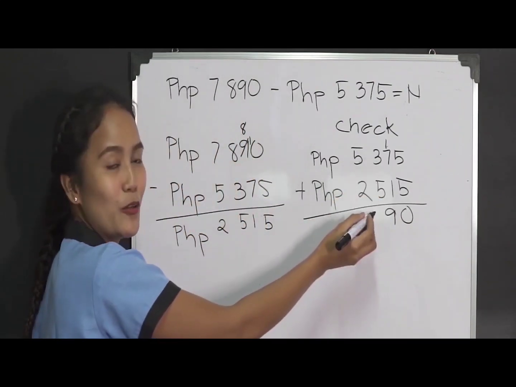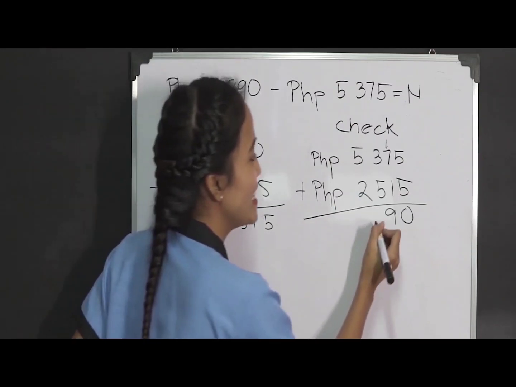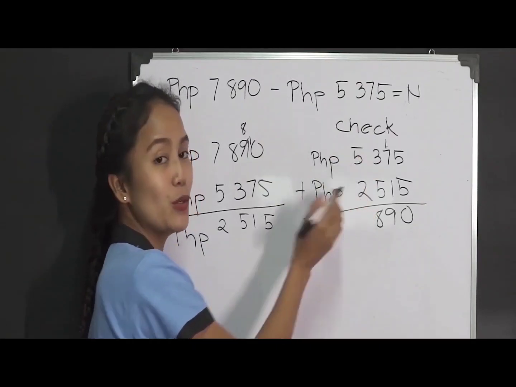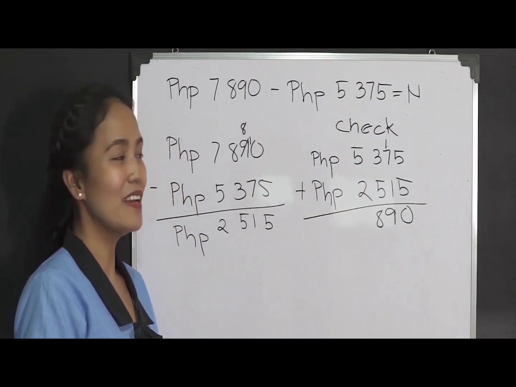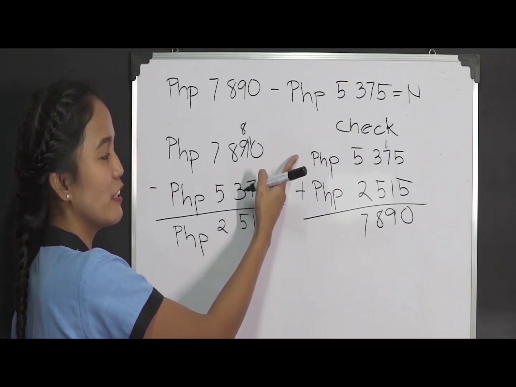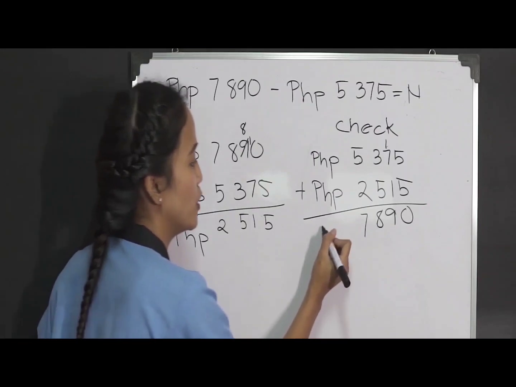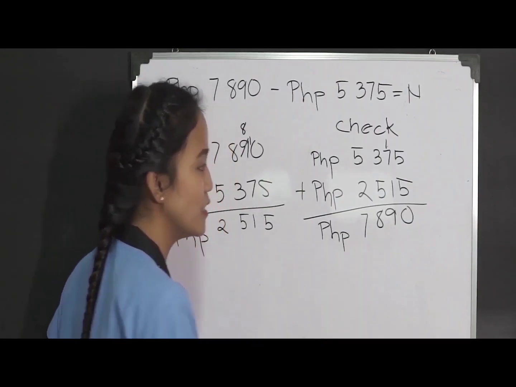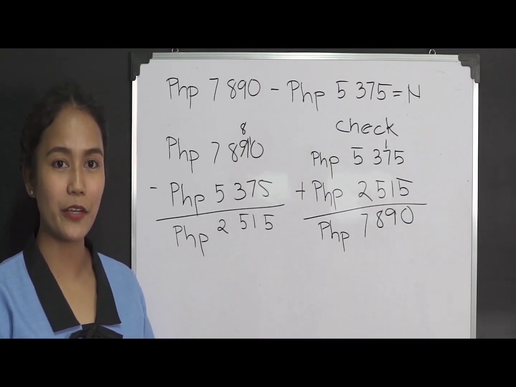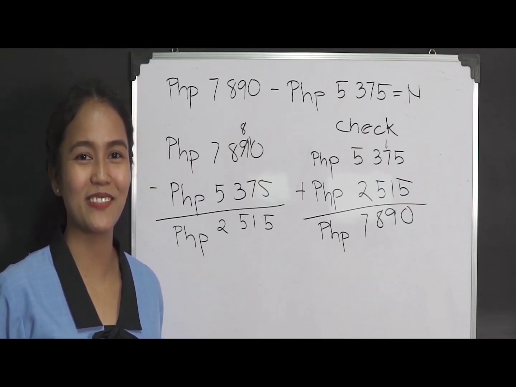Next, the hundreds column. 3 plus 5 is equal to? Yes, it is equal to 8. And last, the thousands column. 5 plus 2 is equal to? Very good. It is equal to 7. So, 5,375 pesos plus 2,515 pesos is equal to 7,890 pesos. It is the amount of her money at first. If you get the same answer, congratulate yourself because you got it right.